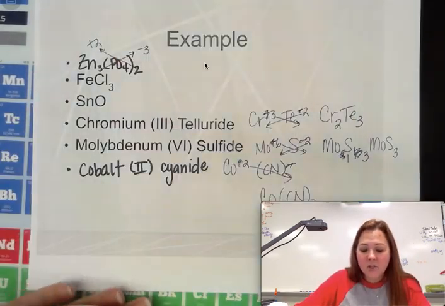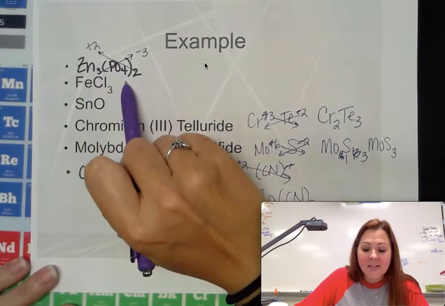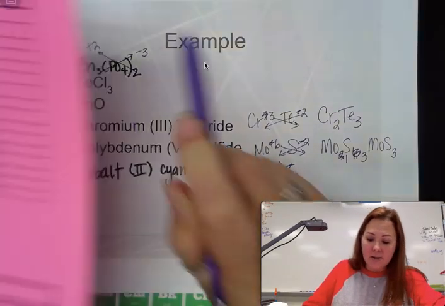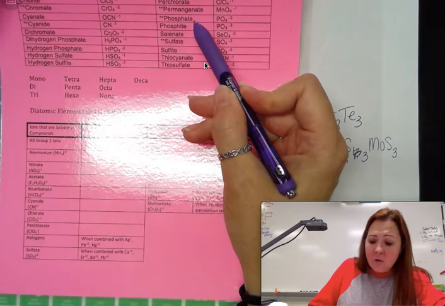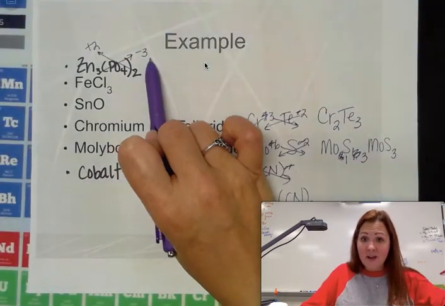So all that I need to do to make sure that this is zinc 2 phosphate is check the charge of phosphate to make sure that that is actually correct. So phosphate on my list is PO4 with a -3. Hey, I got -3. That one worked.